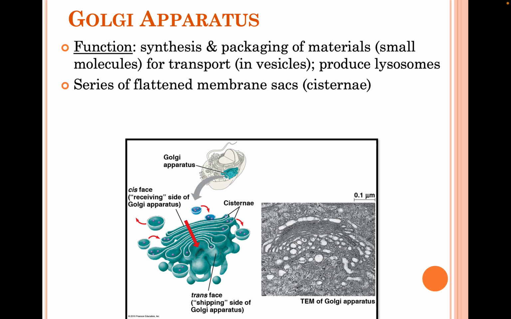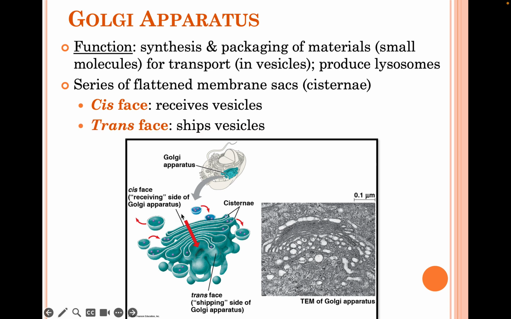The Golgi looks like a series of flattened membrane stacks called cisternae. I've heard people describe this also as looking like a stack of pancakes. It has a cis face that receives the vesicles from the rough endoplasmic reticulum, and it also has a trans face on the outside, facing the cell membrane, and that's where vesicles are shipped from.